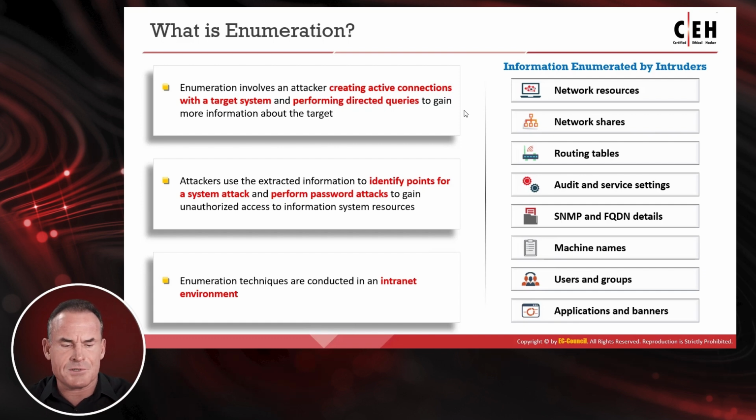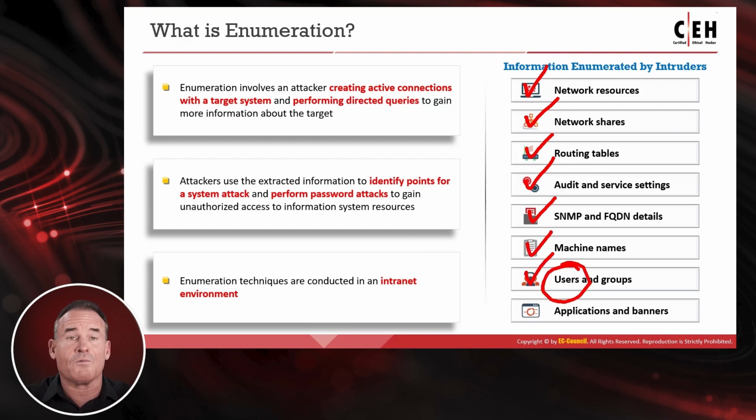All right, so first off, the definition. Riddle me this. What is enumeration? Enumeration is listing the details of blank. Whatever context you use the term in, you're listing specifics. So in this case, we might enumerate network resources, network shares, routing tables, audit and service settings, SNMP and FQDN details, machine names, users and groups.